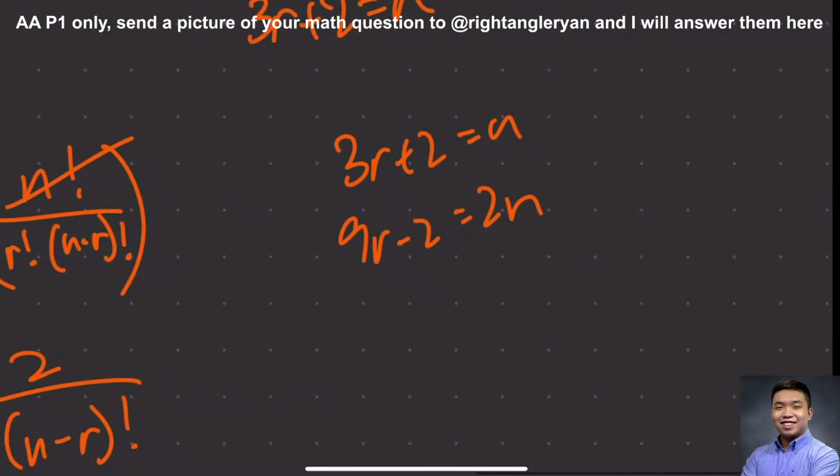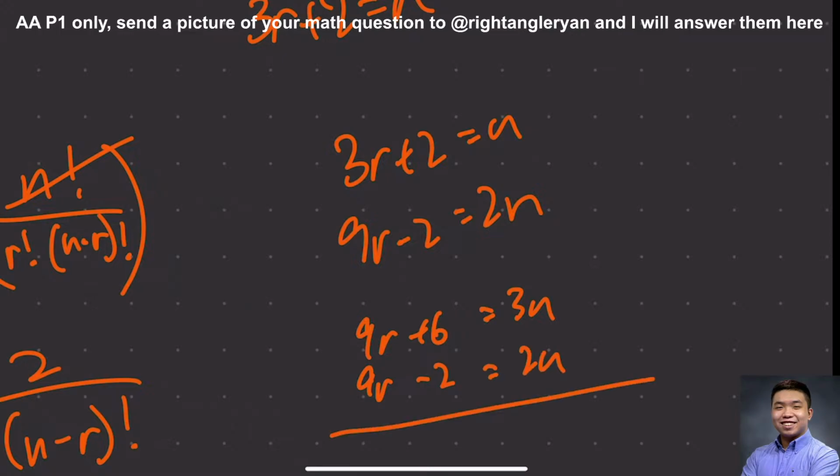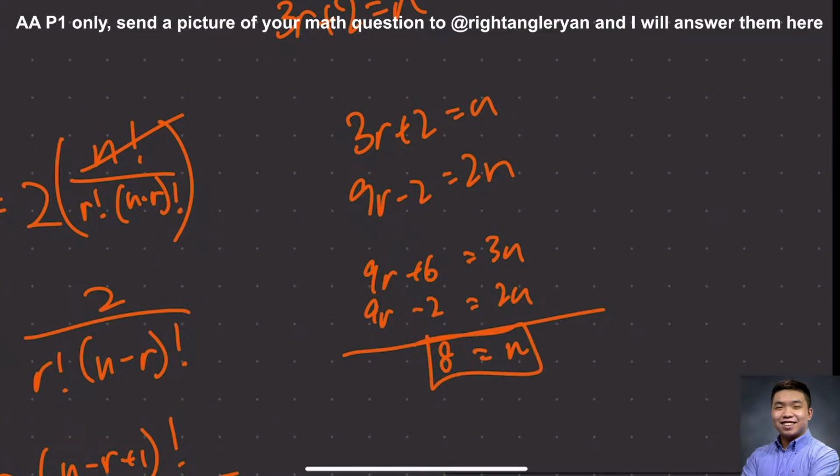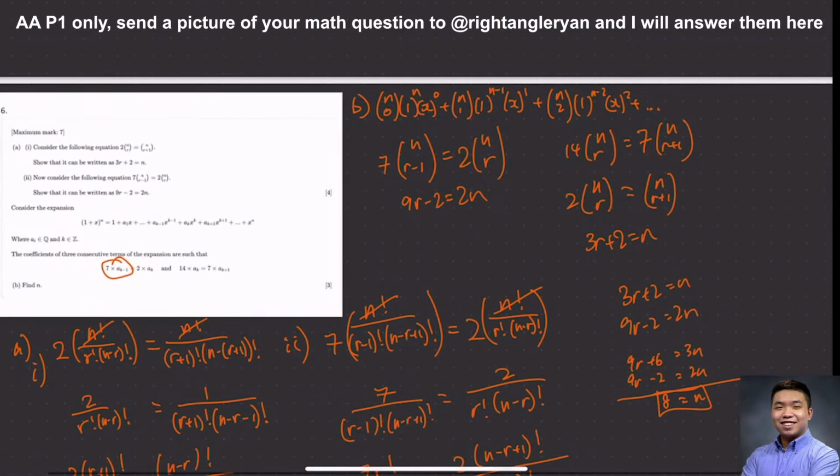Do simultaneous equations. What I'm going to do is multiply the first equation by 3, so 9r plus 6 is equals to 3n, and then 9r minus 2 is equals to 2n. Do subtraction, so 8 is equals to n. Then I'm done. It's just asking for n, right? Yeah, find n. Then I'm done.